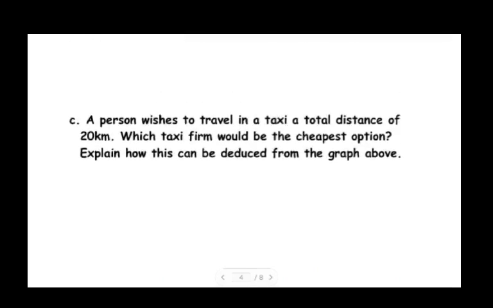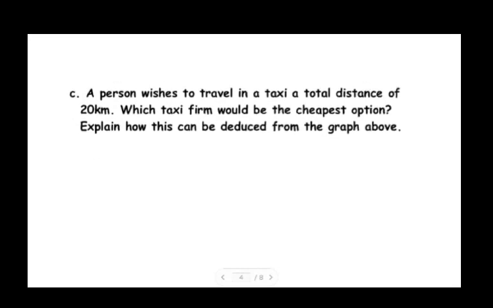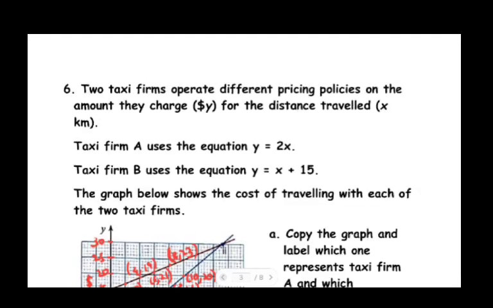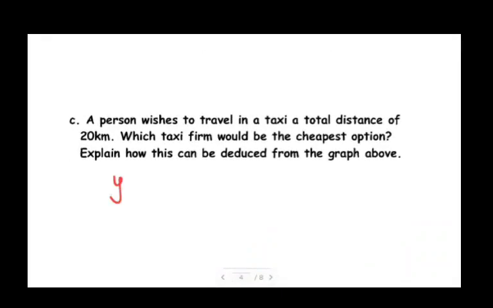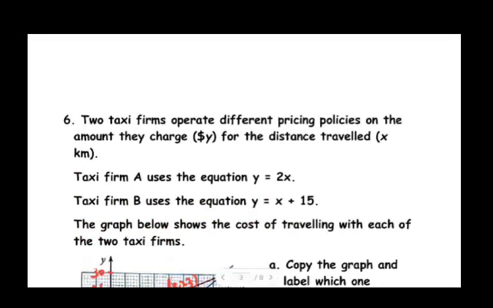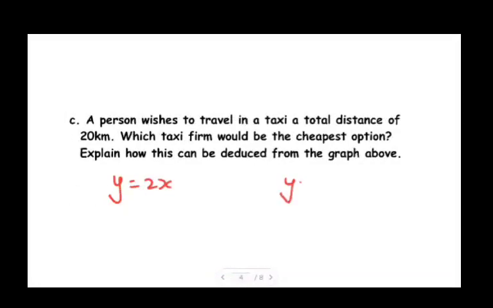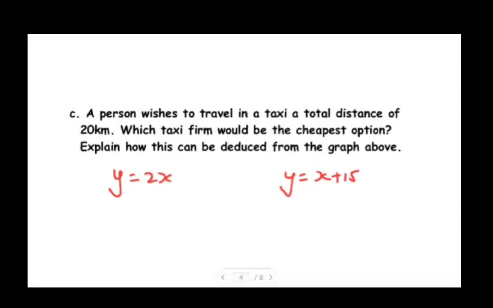A person wishes to travel in a taxi a total distance of 20 kilometers. Which taxi firm would be the cheapest option? Explain how this can be deduced from the graph. So what are our two equations? We have y is equal to 2x, and the other one is y is equal to x plus 15.